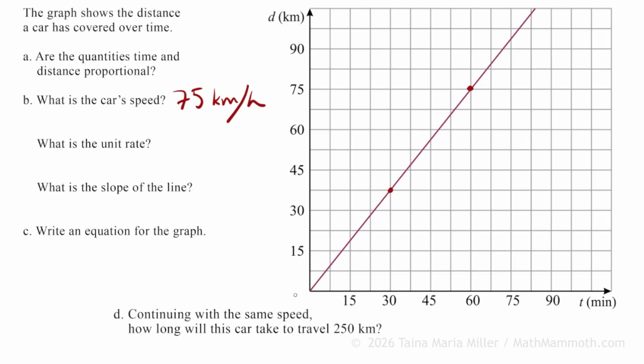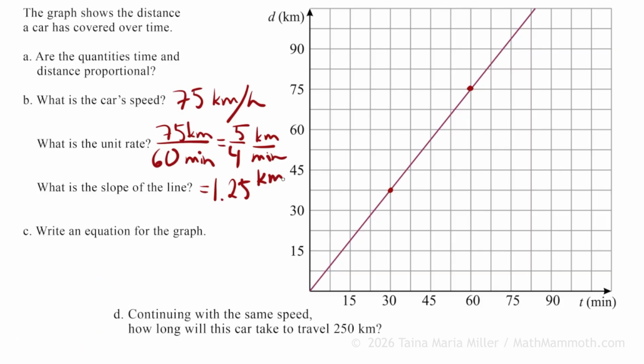And we can do so by taking any two values, such as the 75 and the 60, and dividing. So this here is the unit rate. Both of these are divisible by 15. This is 5 times 15, this is 4 times 15, so we get 5 over 4 kilometers per minute. And this is 1 1/4, so as a decimal, 1.25 kilometers per minute. That is the unit rate.